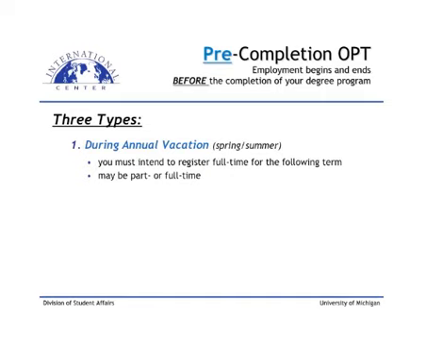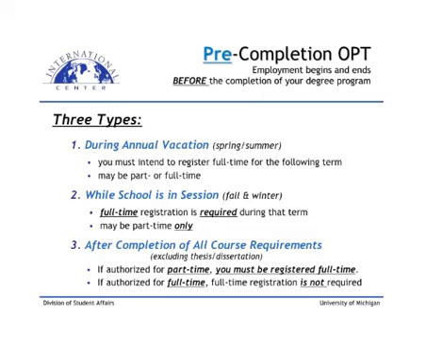The third type of pre-completion OPT is for PhD students only. Some master's candidates completing a required thesis may also be eligible. This work authorization would be approved to begin after all required courses have been completed, but before the dissertation or thesis has been defended.